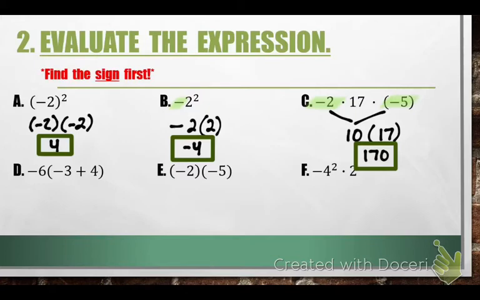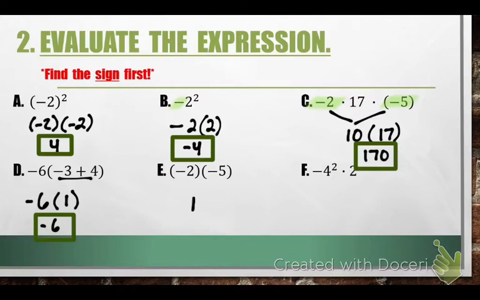Sorry, let's go to problem D. According to PEMDAS, Kiari, what should I do first? We're going to do those parentheses first. Kiari, what is -3 plus 4? 1. So this now just means -6 times 1. Kiari, what is that? -6. Good job. Max, next one, -2 times -5.